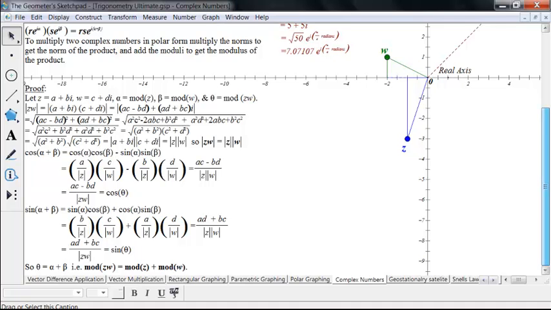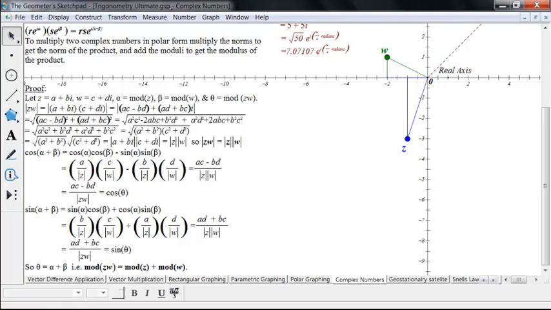So here's our proof. We're going to let z be a plus bi, and w is c plus di. So alpha is going to be the modulus of z, the angle for z. Beta is the modulus of w, its angle. And theta is going to be the angle for the product. So it's the modulus of z times w. So let's find the size or absolute value of zw. It's the distance zw is from the origin. So that's the size of this product.